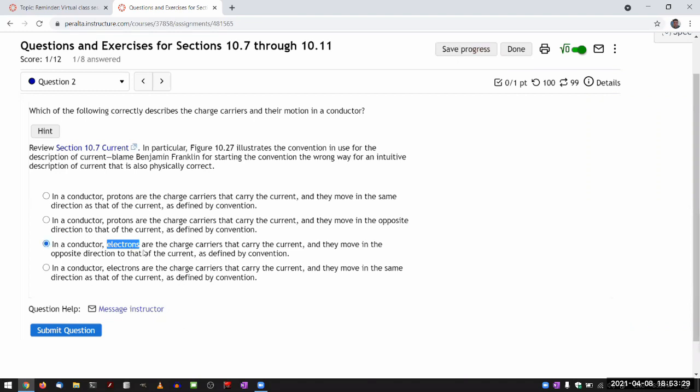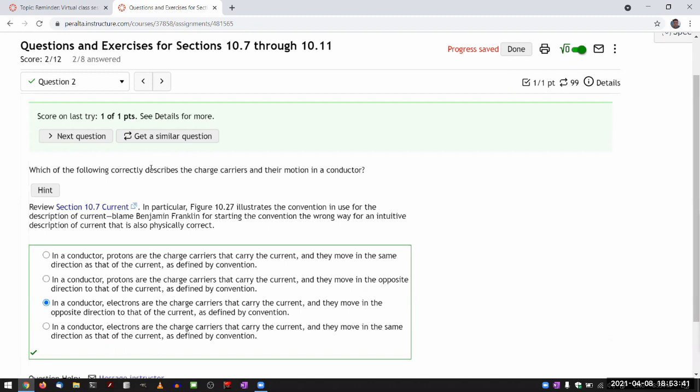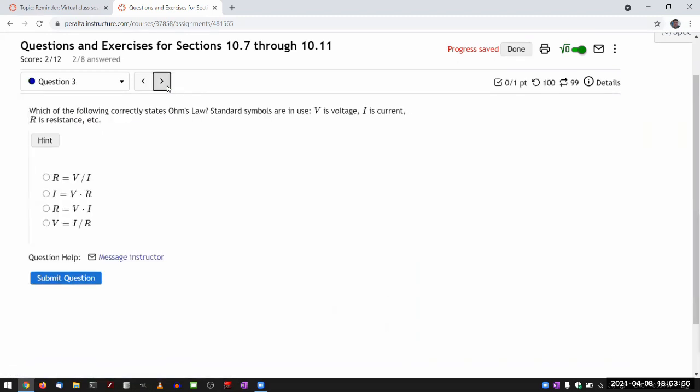The convention of how we talk about current is that we talk about the direction of current as though there is a hypothetical positive charge moving in the same direction as the current. So this is a reading check question. Please read, and blame Benjamin Franklin for setting the convention the wrong way. If we could restart everything with everything we know about physics, we would probably define the electron as having a positive charge. That would make most things a lot easier.